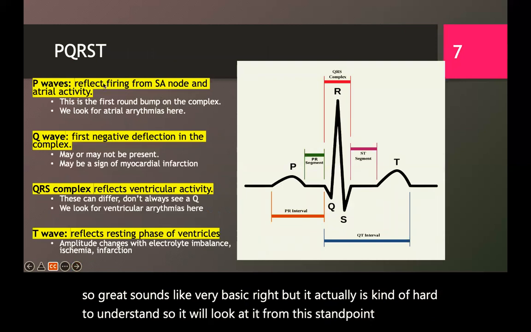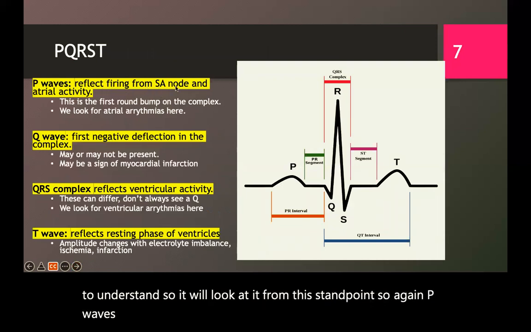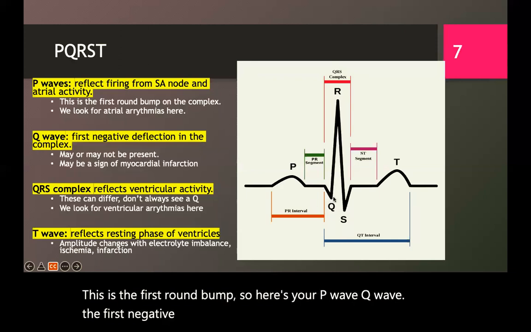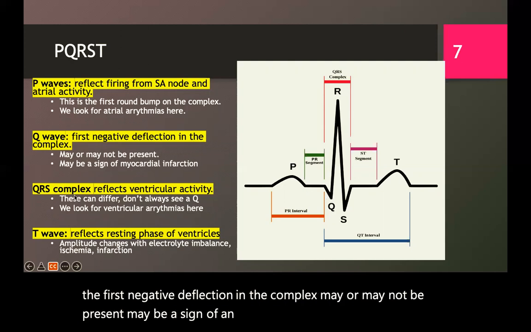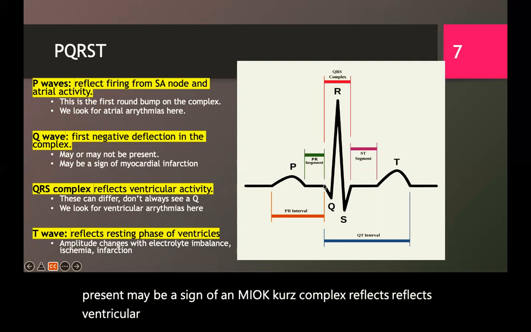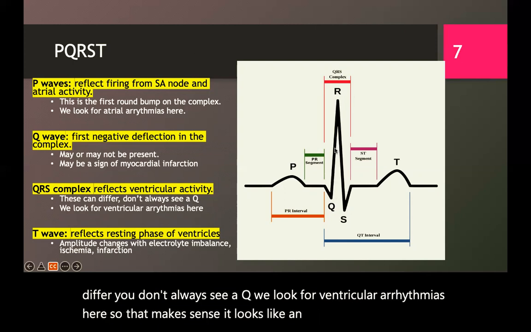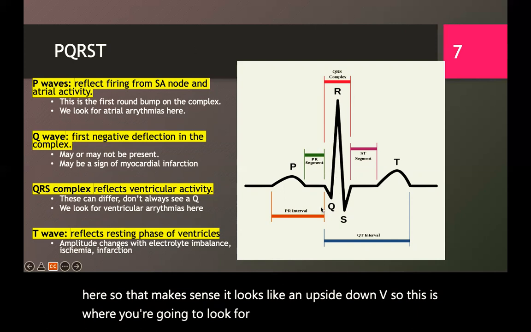So again, P waves reflect firing from the SA node and atrial activity. This is the first round bump. So here's your P wave. Q wave, the first negative deflection in the complex, may or may not be present, may be a sign of an MI, okay? QRS complex reflects ventricular activity. This is your ventricular activity. These can differ. You don't always see a Q. We look for ventricular arrhythmias here. So that makes sense. It looks like an upside down V. So this is where you're going to look for your ventricular activity.